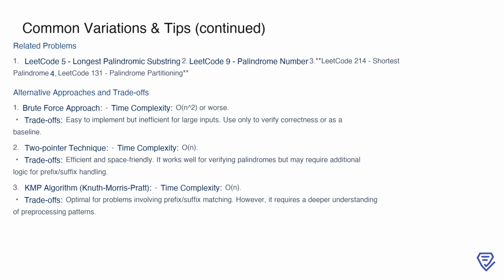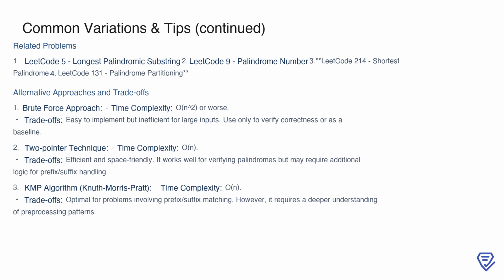Now, when it comes to approaches, a brute force method might be where you start. It's simple to implement but computationally expensive, with time complexity of O(n²), or worse. While it's a good baseline to verify correctness, it's not practical for larger inputs. The two-pointer technique, on the other hand, offers a much more efficient solution with O(n) time complexity. It minimizes space usage and is great for verifying palindromes, though additional logic may be needed for prefix or suffix handling.